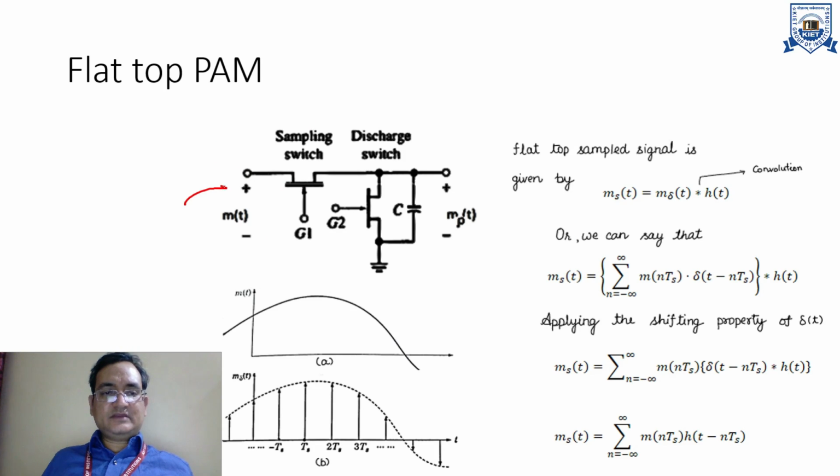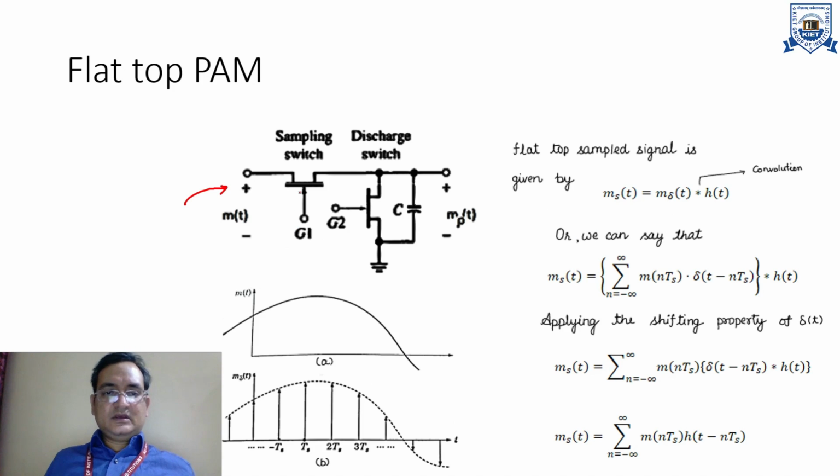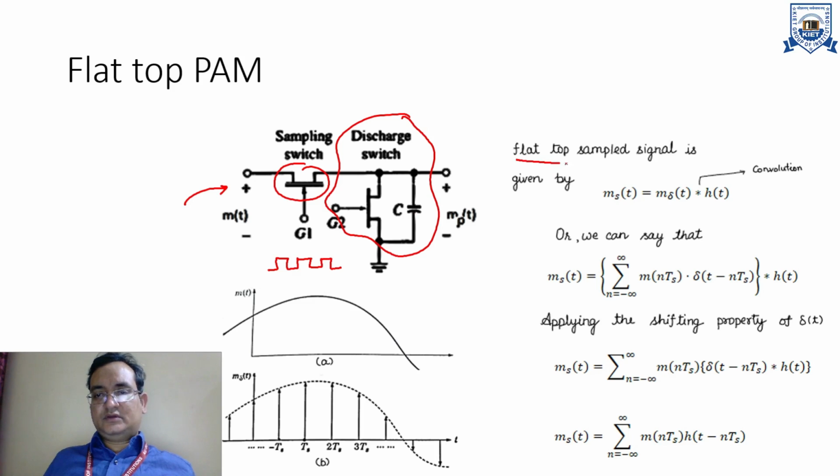Here you have to apply the message signal at this terminal, and after that this sampling switch. This is the same switch as presented in this figure. The scenario will be the same. Here we apply our rectangular pulse train, and this will act as a charging and discharging switch. So for flat top, mathematically, the sampled signal will be obtained as the ideal pulse train convolved with a single pulse.